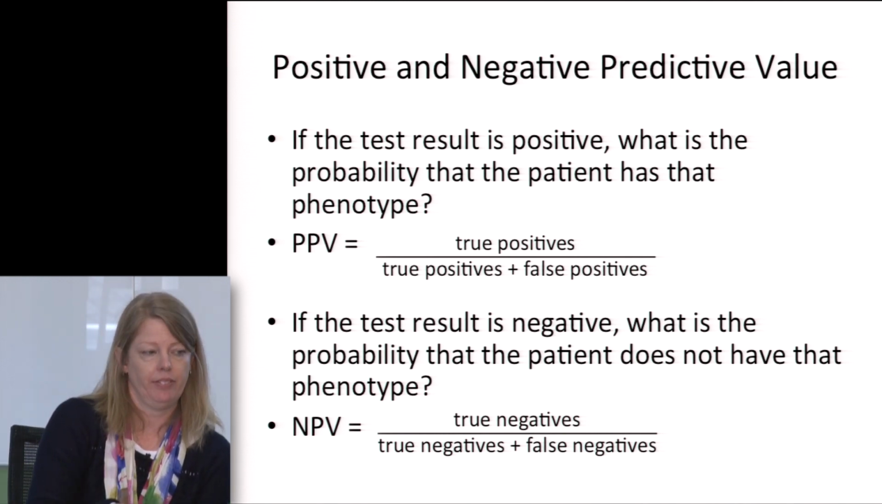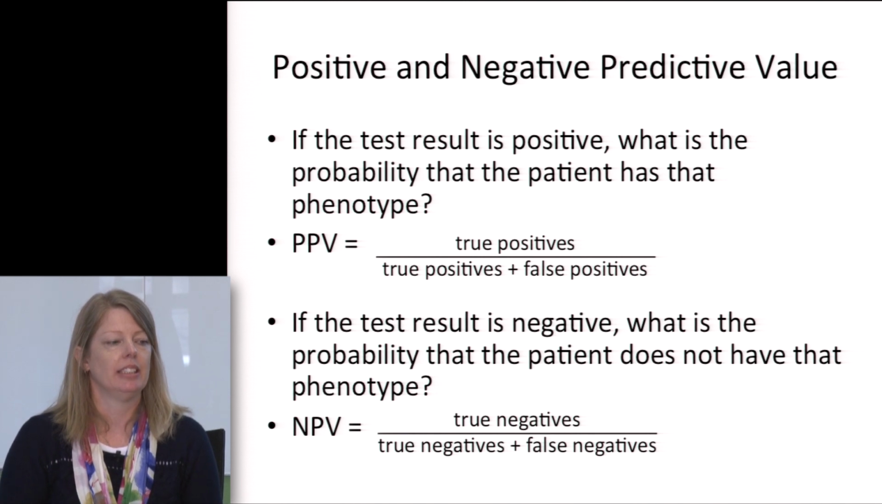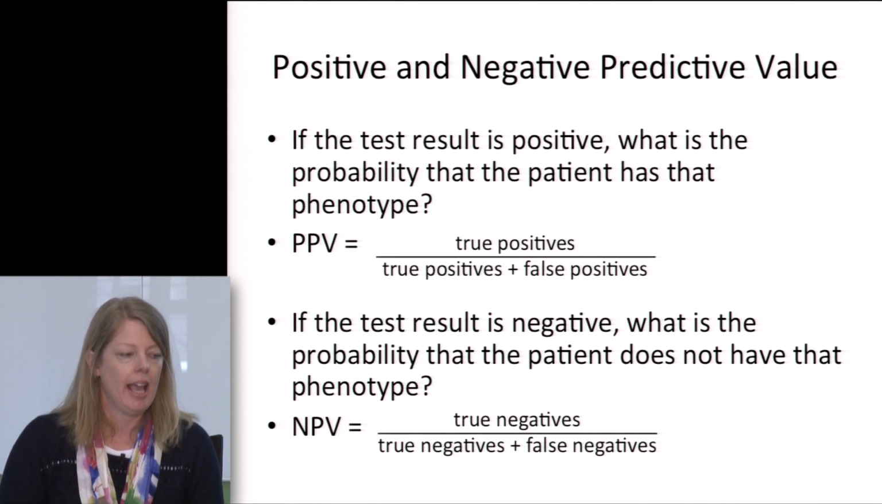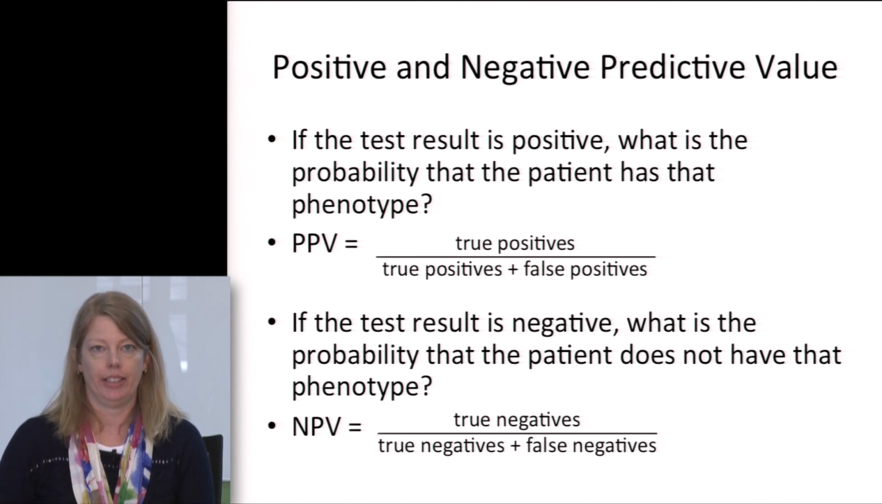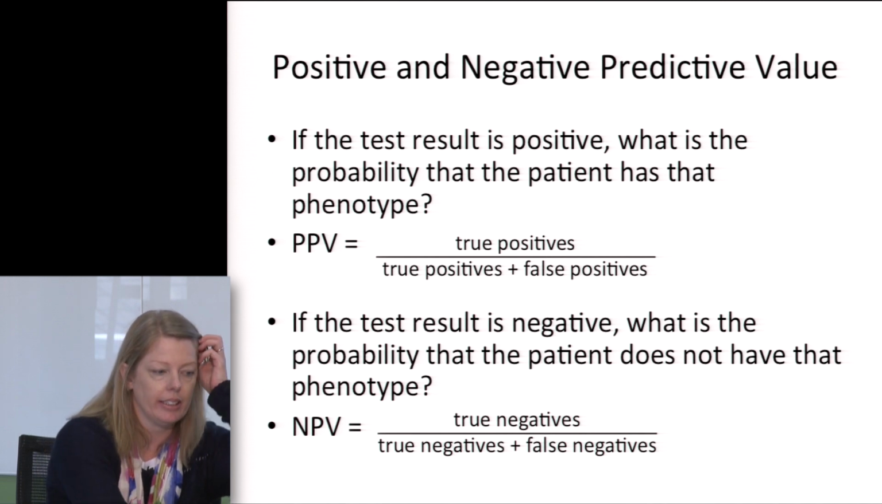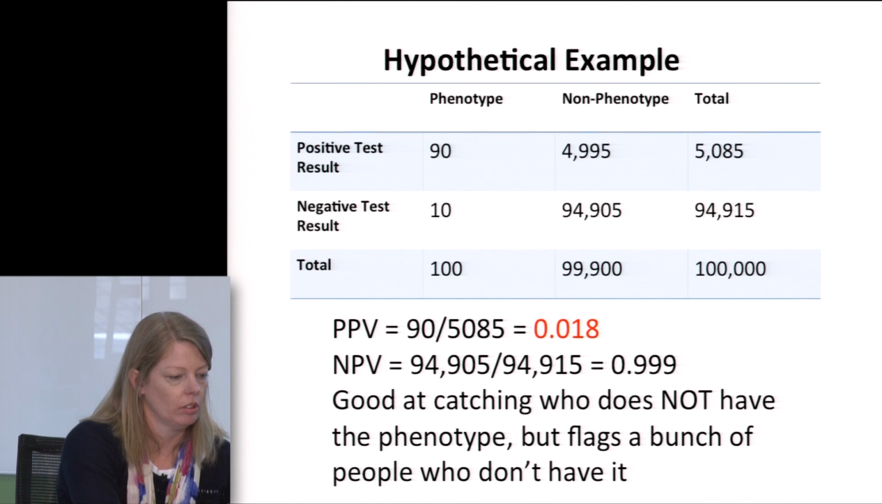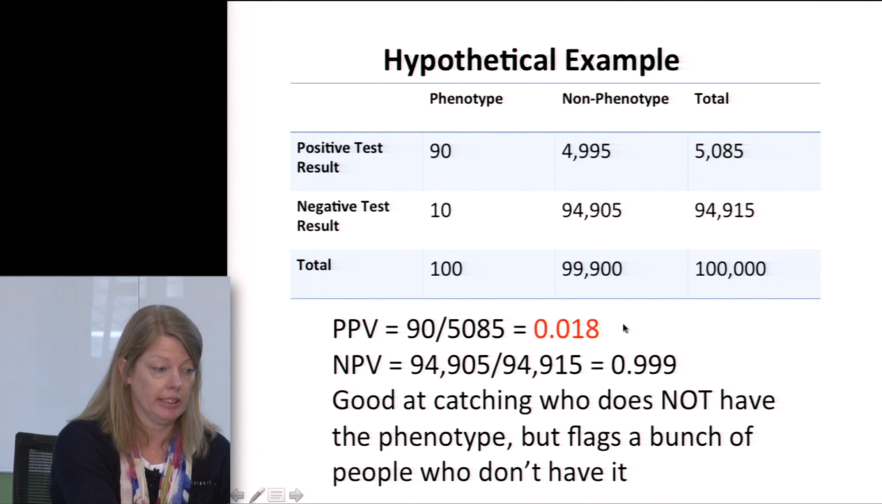So positive predictive value answers the question, if the test result is positive, what is the probability that the patient does have that phenotype? Okay, so there's the equation there. You're going to take the true positives, divide them by all the positives, true and false. And then negative predictive value is just the other side of that. If it's negative, what's the probability that the patient does not have that phenotype? Okay, so you can divide it the same way. On the grid it looks like this. So the PPV is the positive predictive value, NPV is negative predictive value. You can run the numbers the same.